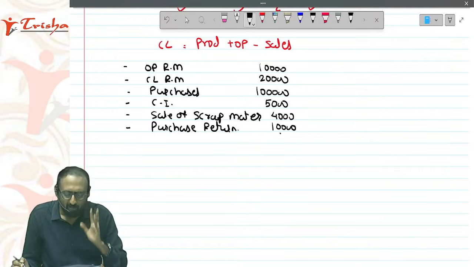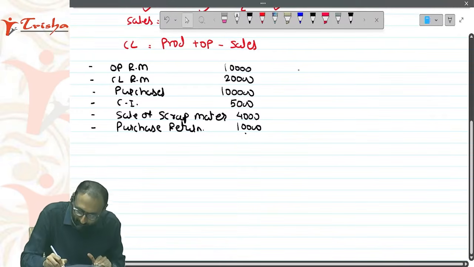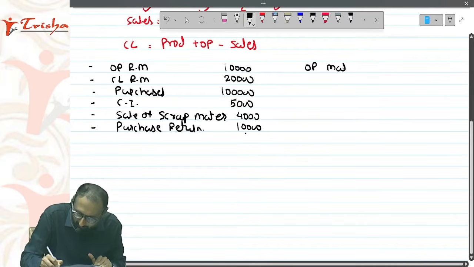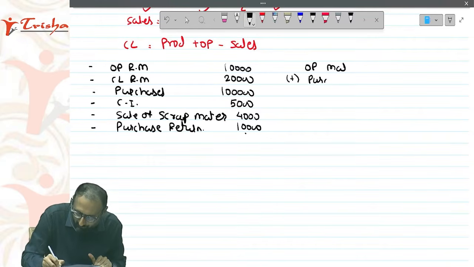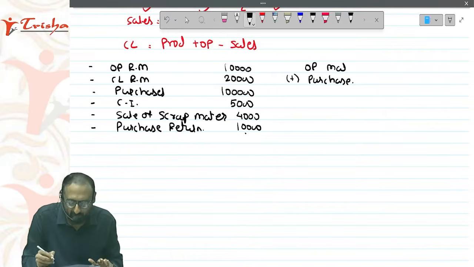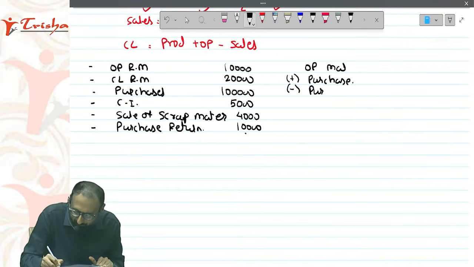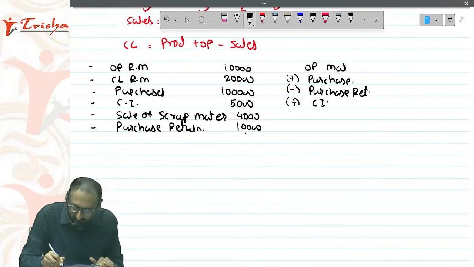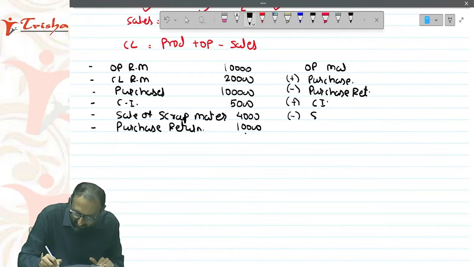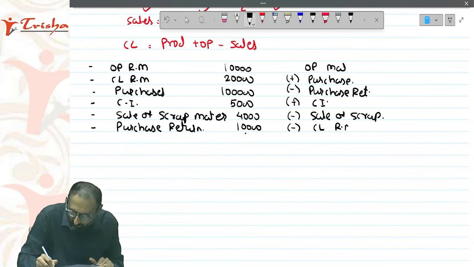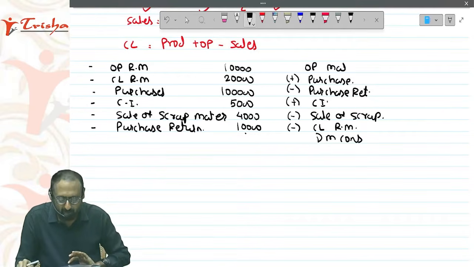Please concentrate, guys. Material consumption will be calculated as follows. Opening stock of material, add purchases of the material, less purchase return, add carriage inward, less sale of scrap of material, then less closing stock of raw material. It will be direct material consumed.